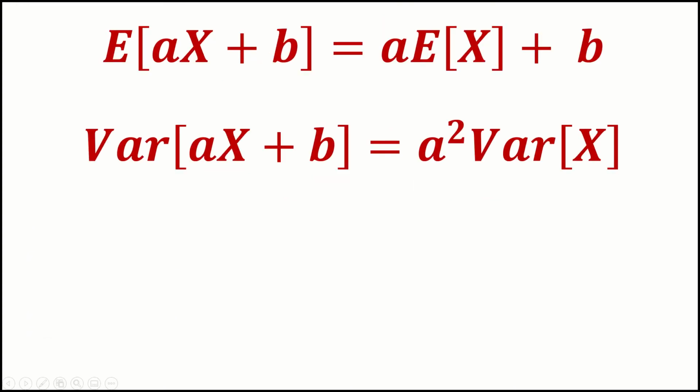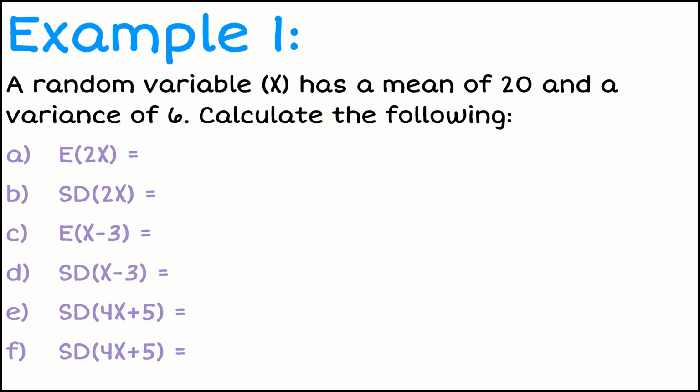Just a reminder, these are our two formulas that will be given on our formula sheet. So we'll come back to the slide here if we need them. Here's our example. We have some random variable x with a mean of 20 and a variance of 6. So I'm going to write that up the top here: my expected value of x, because that's the same as our mean, is 20, and the variance of x is 6.